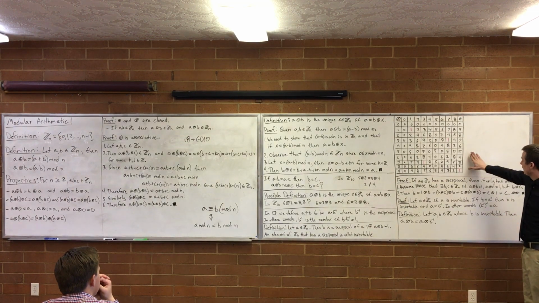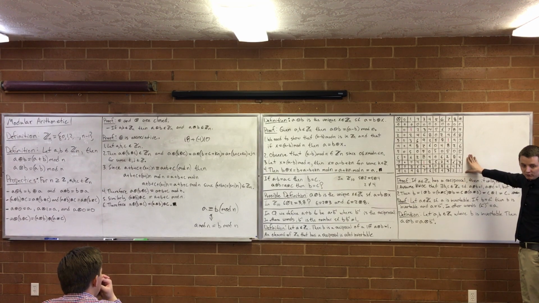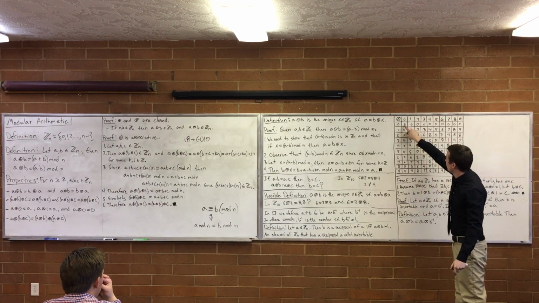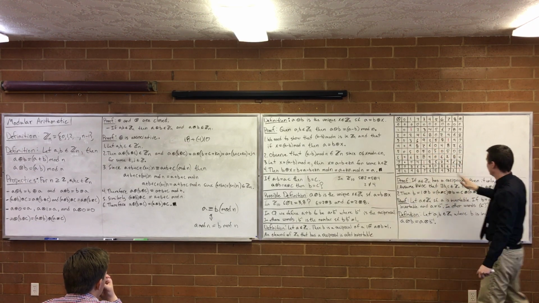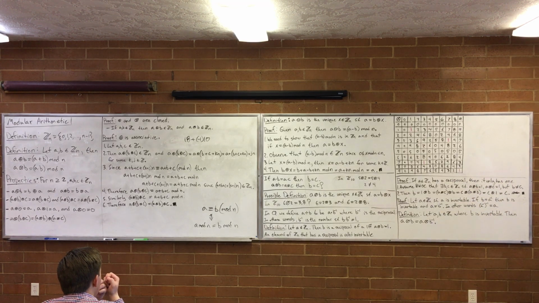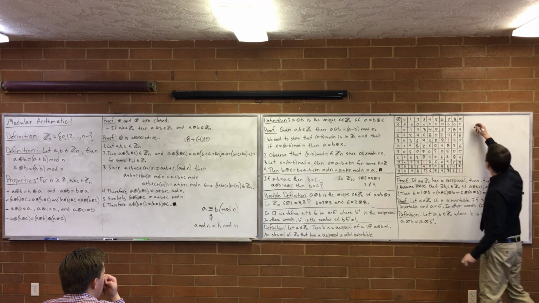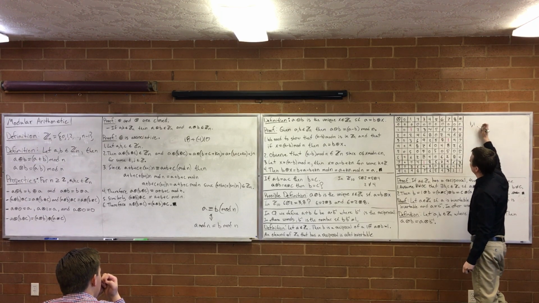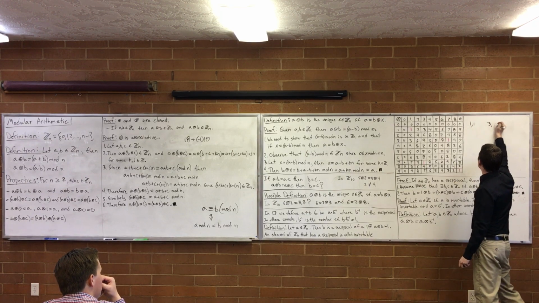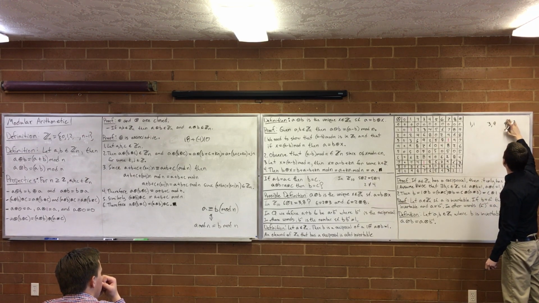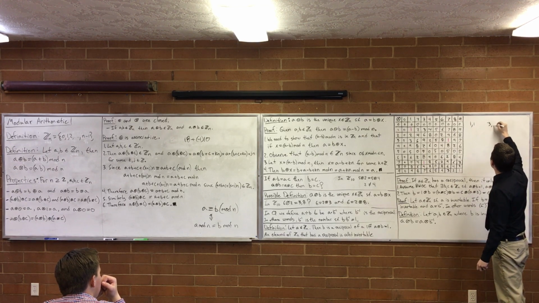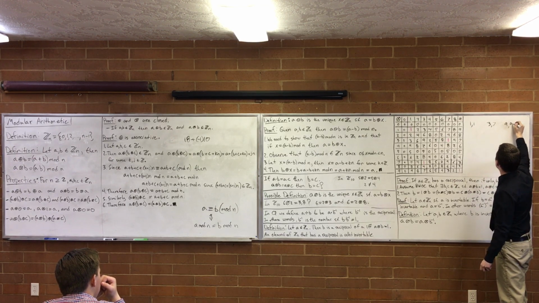Okay, so here's our times table chart for Z10. 0 times 0 is 0, 3 times 4 is 12, mod 10 is 2, etc. And I put in pink all the times where we get 1. So in other words, 1 has a multiplicative reciprocal and it's 1. 3 has a multiplicative reciprocal and it's, oh, oops, that's 7, not 9. 3 is paired with 7, and then finally 9 is paired with itself.